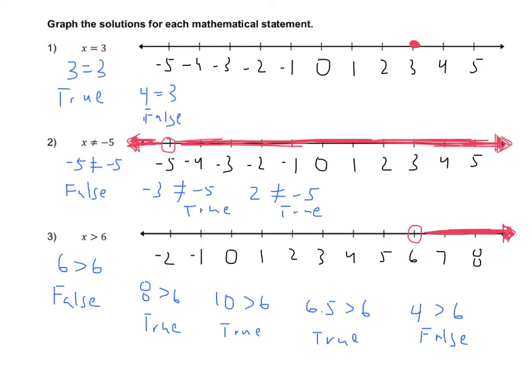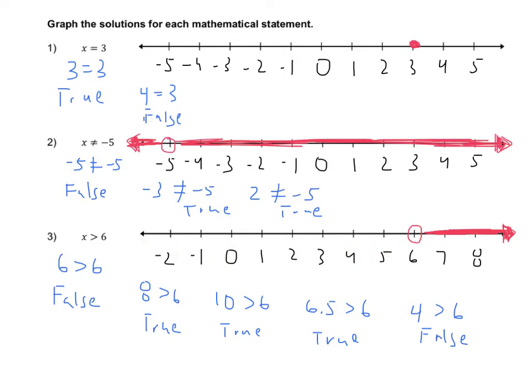And why am I shading these numbers? Because these numbers here are the numbers that are bigger than 6. These are the numbers that would make this statement true, right? And then these numbers over here are not solutions. These would not make that statement true, because 4 is not bigger than 6, 3 is not bigger than 6. These are not solutions.